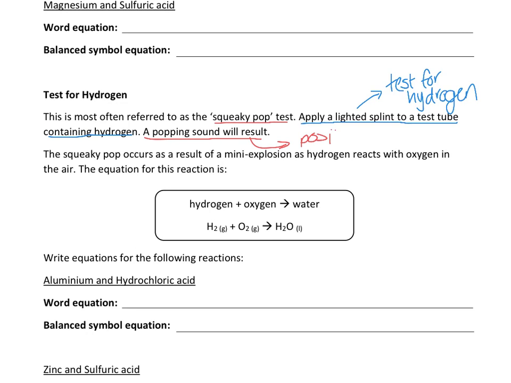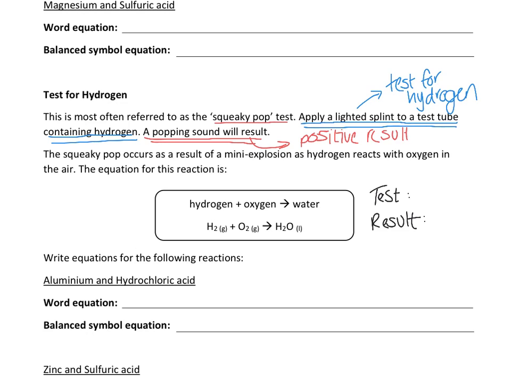So sometimes you'll be asked in an exam, it'll split it up into test and result. It'll say, how could you confirm that the gas is hydrogen? So it would be given in 2 sections. It would be test and result. So for test, you would write this, apply a lighted splint to a test tube containing hydrogen. And for the result, you would write a popping sound will result. That's the sort of language that you want to be using.